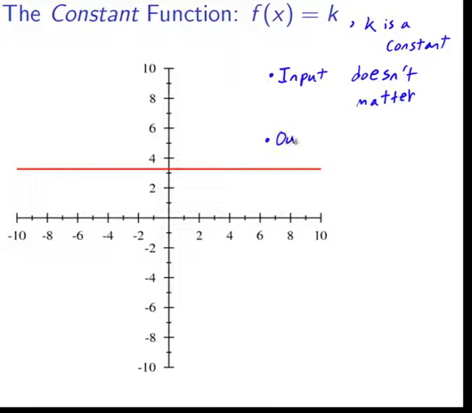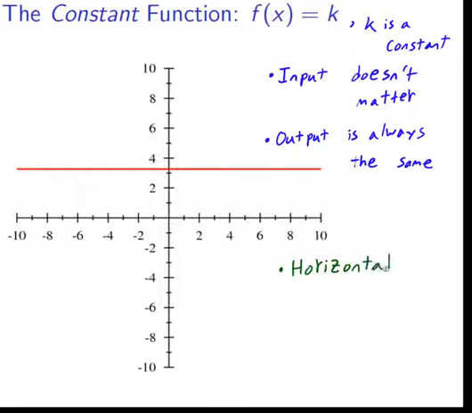Output is thus always the same. Whatever we're putting in, once again, it doesn't matter what we put in, it always gives the same thing out. And then finally, what does it put out? It always outputs a horizontal line at k.